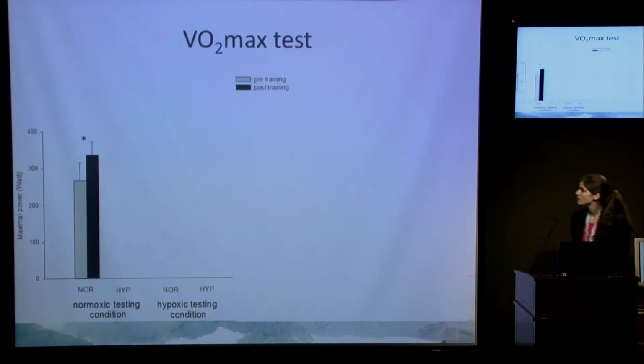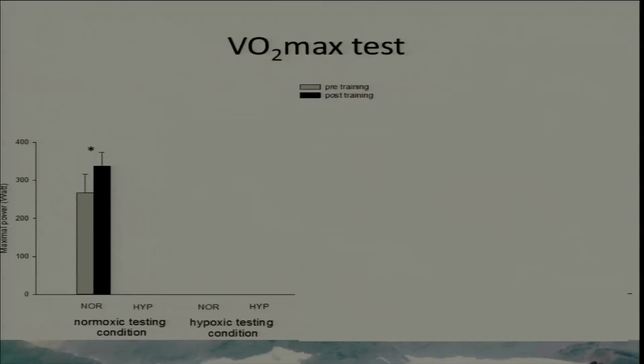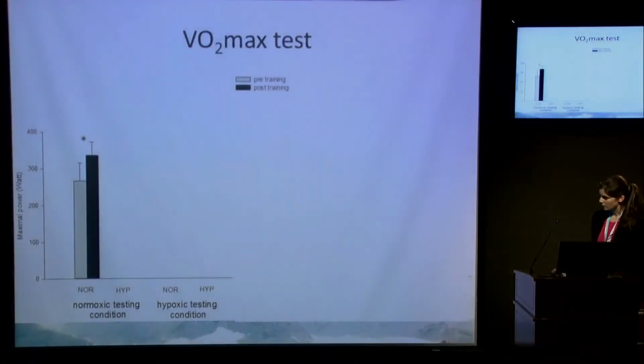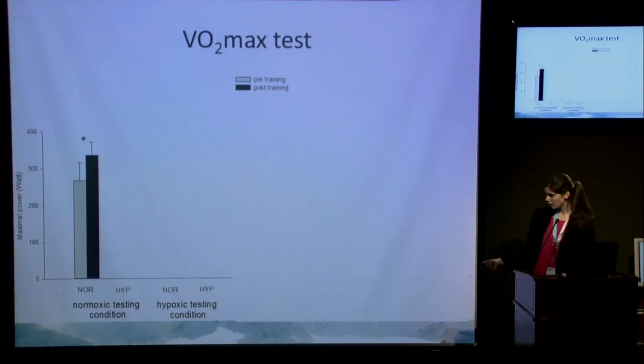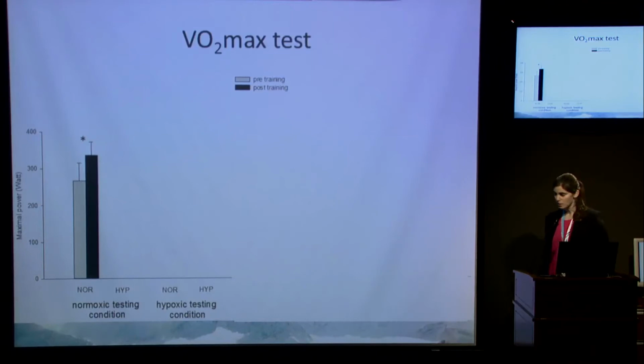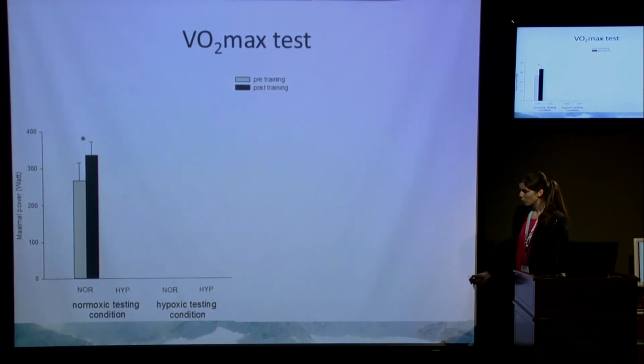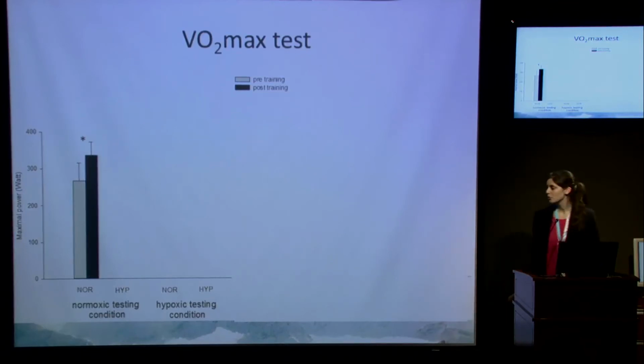Now to the results from the maximal incremental exercise test. I will first guide you through how the graphs are set up. Gray is always representing pre-training, post-training is the black bar. On the x-axis, we see on the left the normoxic testing, so the tests that were performed under normoxic testing conditions, and on the right the hypoxic testing conditions. Nor represents the normoxic training group and Hyp the hypoxic training group.